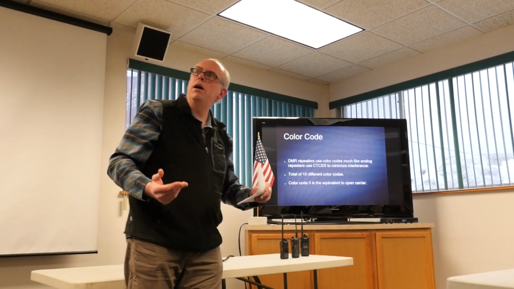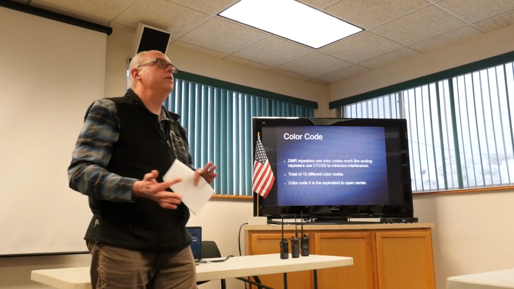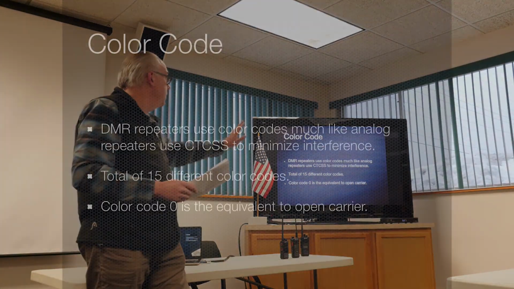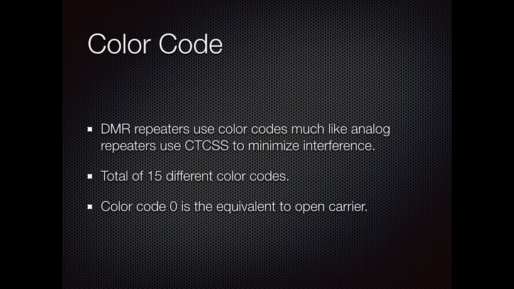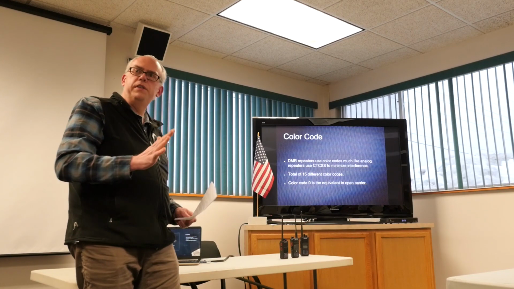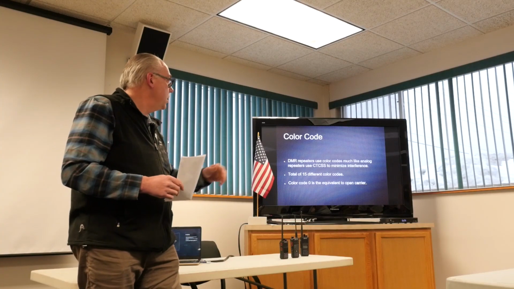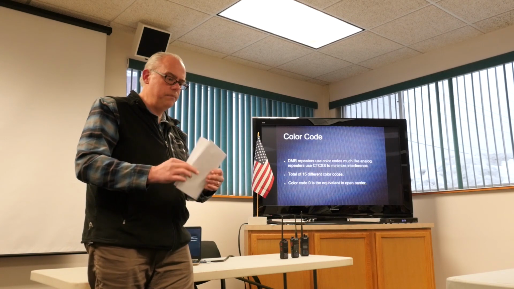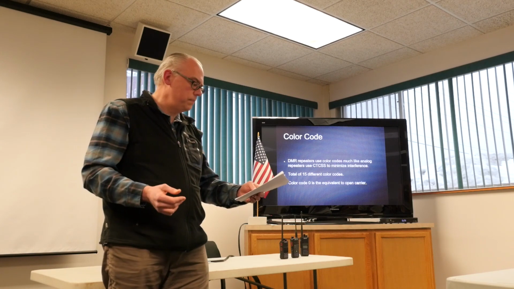Color codes. When you start to program your radio, there'll be another thing you need to know. DMR repeaters use color codes, much like analog repeaters use your CTCSS or PL codes, and that's used to sort of minimize interference. There's a total of 15 different color codes. Color code 0 is the equivalent to open carrier or open squelch.